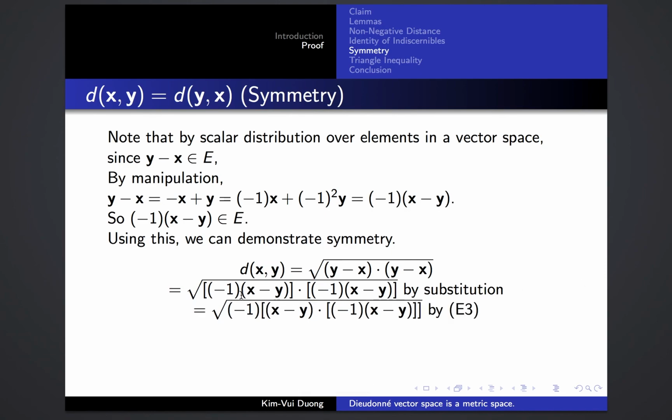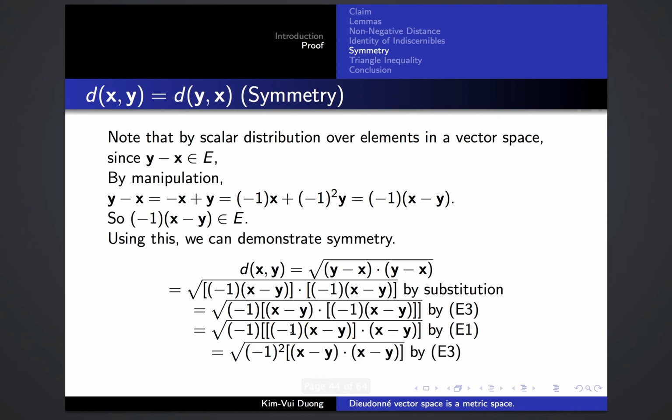Now, remember that scalars are independent, so you can actually take this negative 1 and pull it out, leaving behind the x minus y in the dot product. And since the dot product is commutative, you can move this to the other side, right here. And again, by scalar independence, you can take out this -1 to result in -1 squared, leaving behind x minus y dot x minus y.